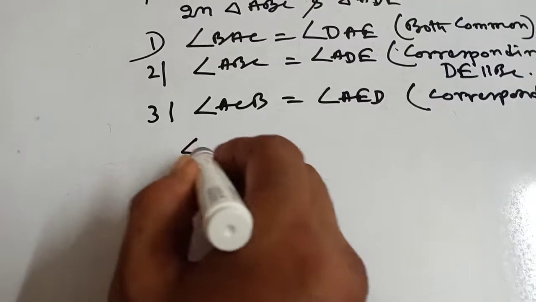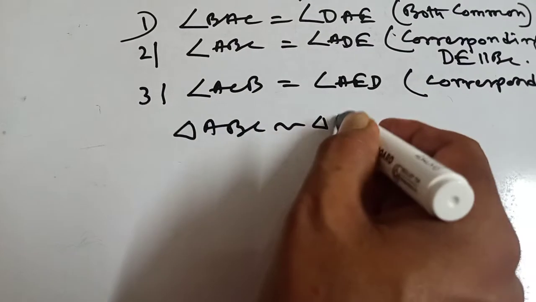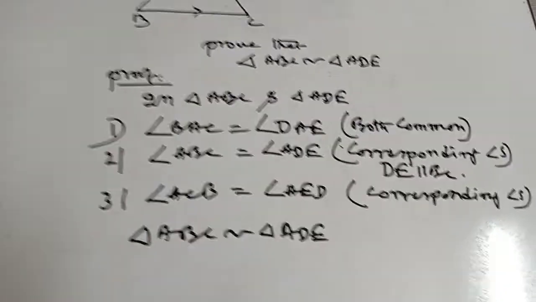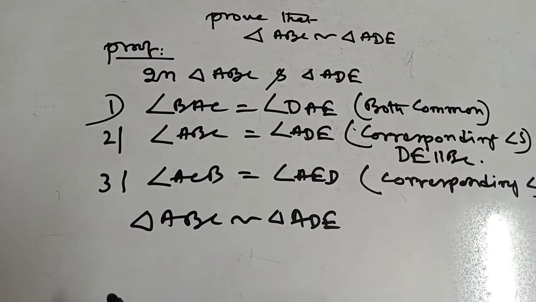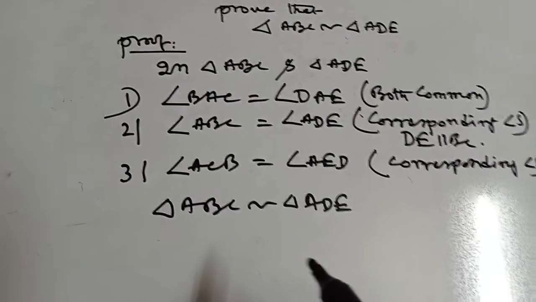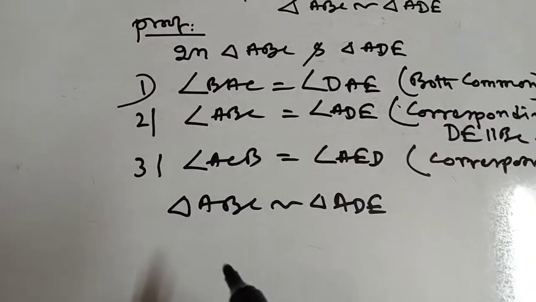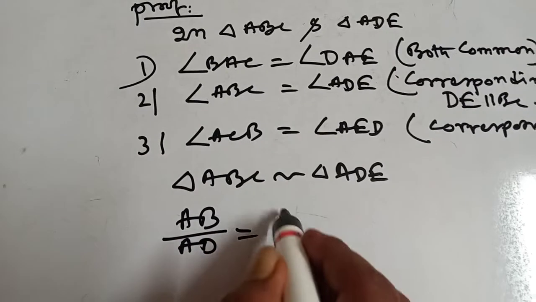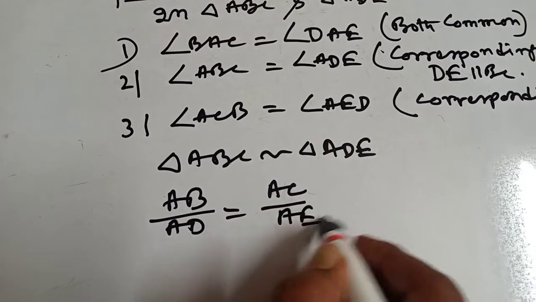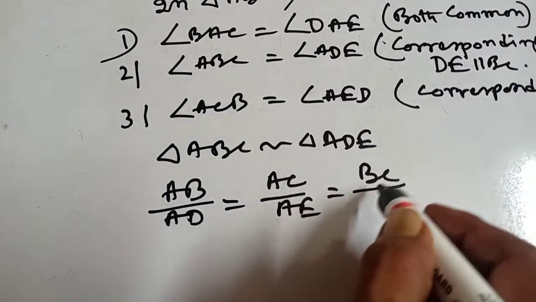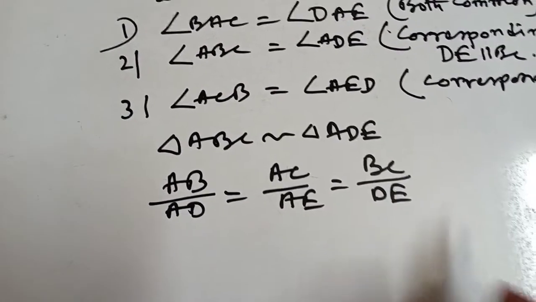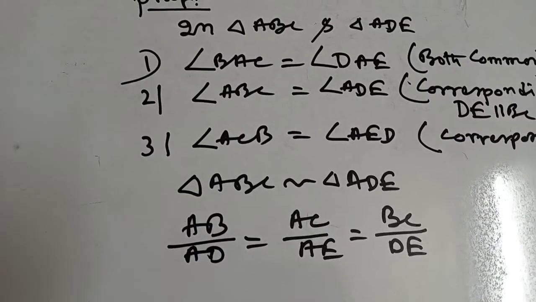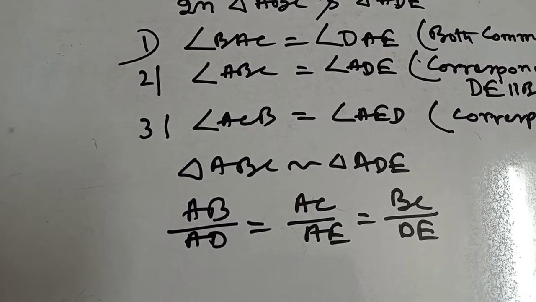Now you can write triangle ABC is similar to triangle ADE. The angles of triangle ABC are equal to the angles of triangle ADE. Then the sides of the triangles are in proportion. That means AB by AD equals AC by AE equals BC by DE. Then the sides will be in proportion: AB by AD equals AC by AE equals BC by DE.